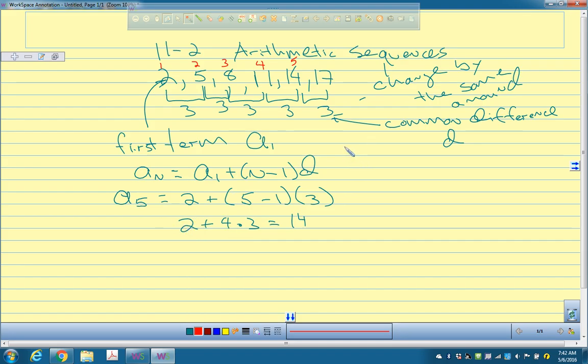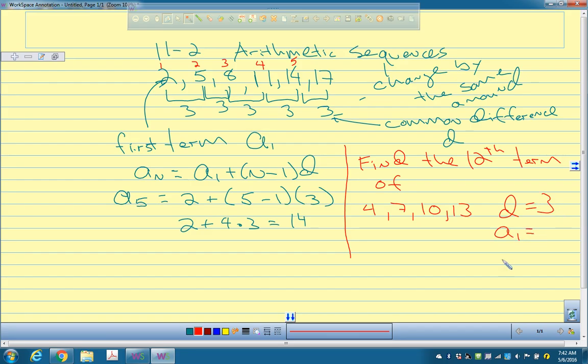So here's one. Find the 12th term. What if I said find the 12th term without listing out all the terms? The 12th term of this sequence: 4, 7, 10, 13. What's D? D is 3. What's A sub 1? 4, right? So now I just plug into this formula.